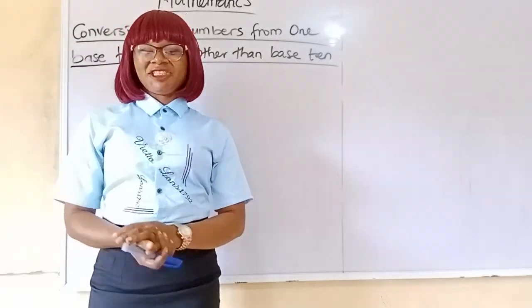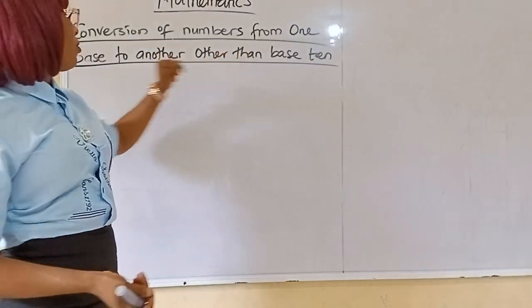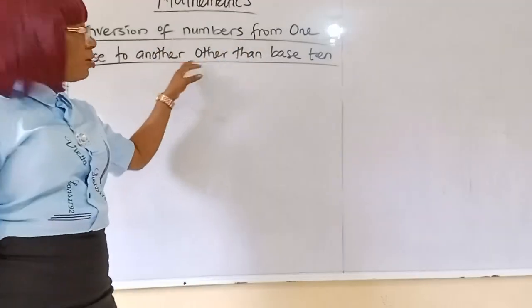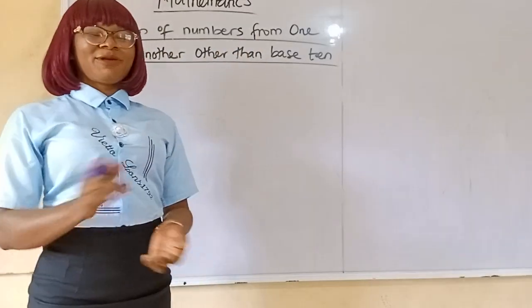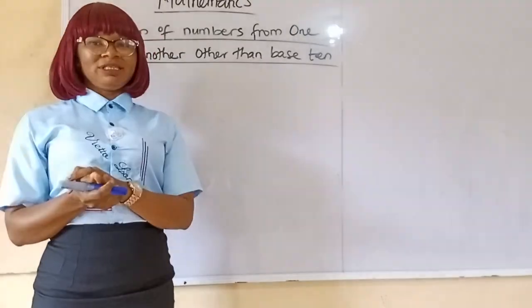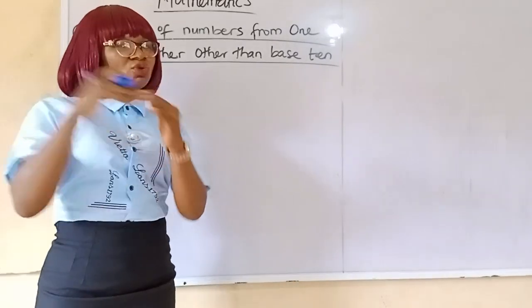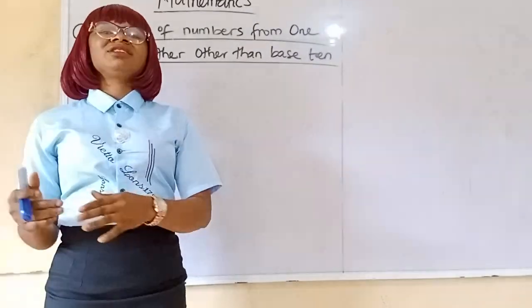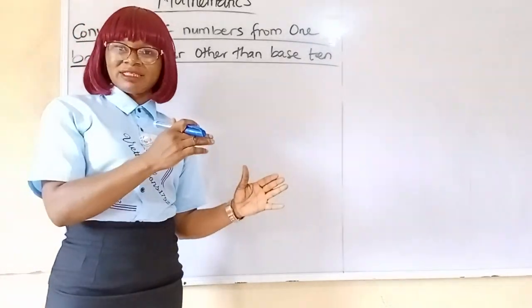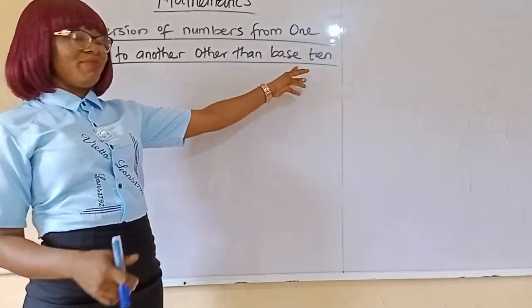The last conversion we want to make is conversion of numbers from one base to another other than base 10. Don't be confused. If you pay attention to the first two conversions we did, you discover that we either converted from base 10 to other bases or from other bases to base 10. So we had a relationship with base 10. That's why we're saying other than base 10.